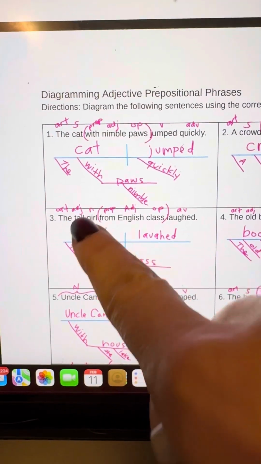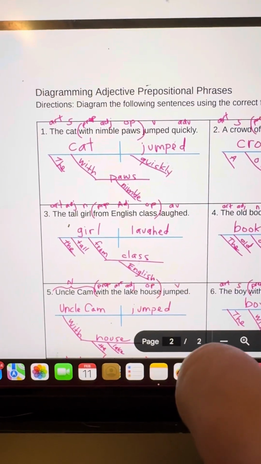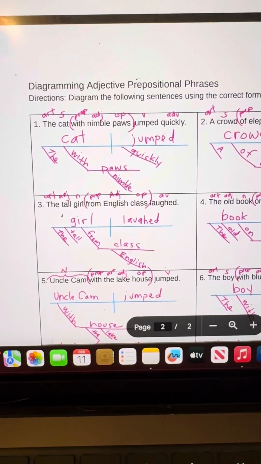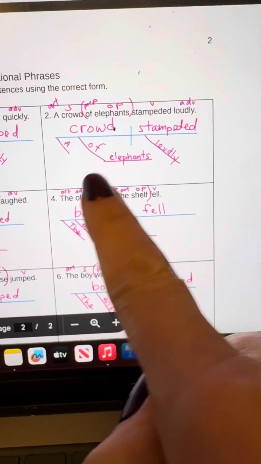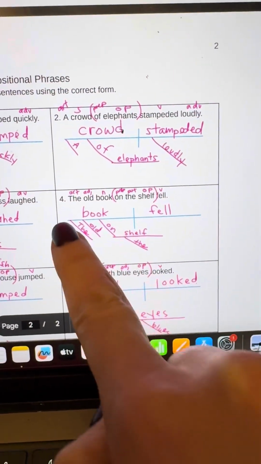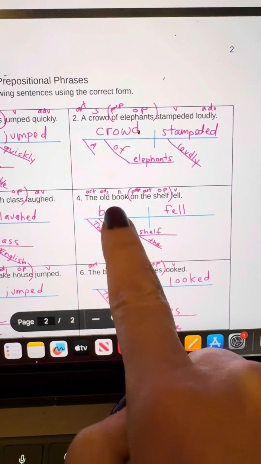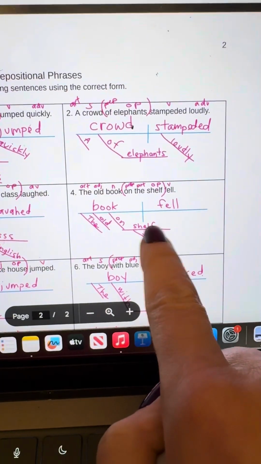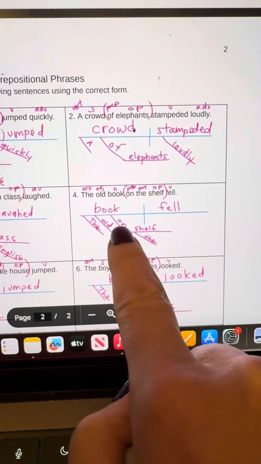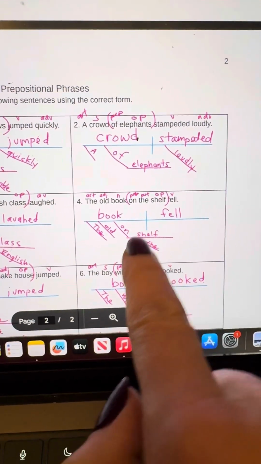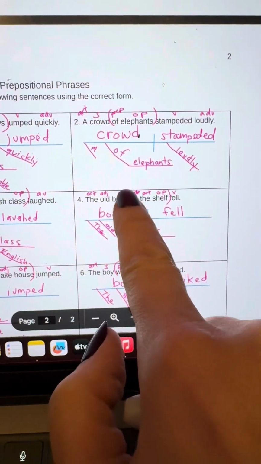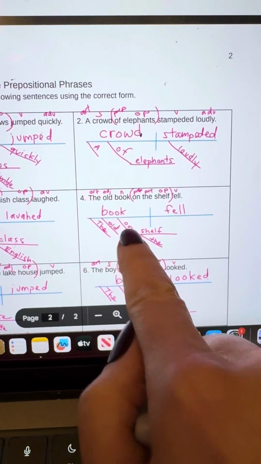The tall girl from class laughed. The old book on the shelf fell. The old book fell. And then here's your prepositional phrase. On the shelf. So anything that's not the preposition and not the noun goes underneath here. So on the shelf. Okay, let's do another example.